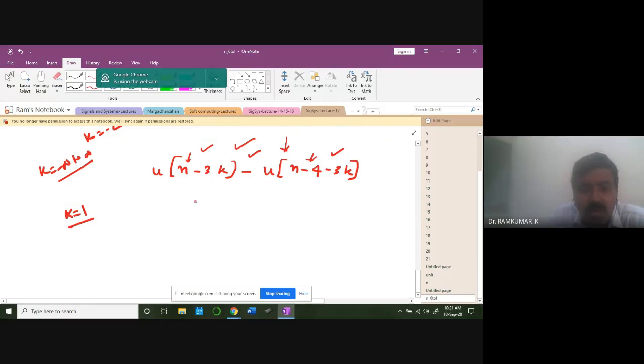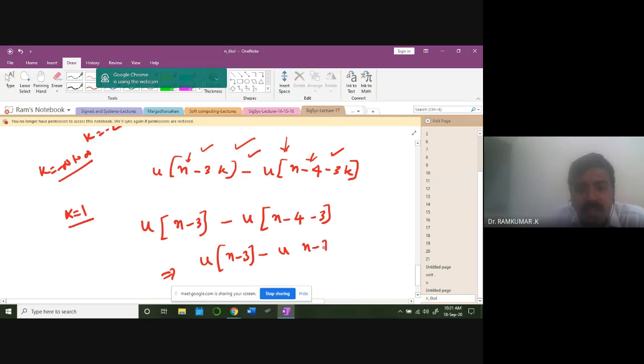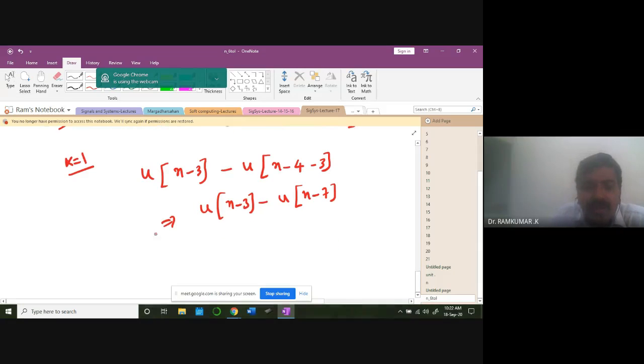Okay, so k equal to 1, you plug in. What do I get? I get u of n minus 3 minus u of n minus 4 minus 3. Okay, k equal to 1. So it's going to be u of n minus 3 minus u of n minus 7. You're getting the point clearly. Now this signal, how does it look? Can you guess? It's going to be starting from 3, from 3 to infinity. 3 to 7. This is the first signal.